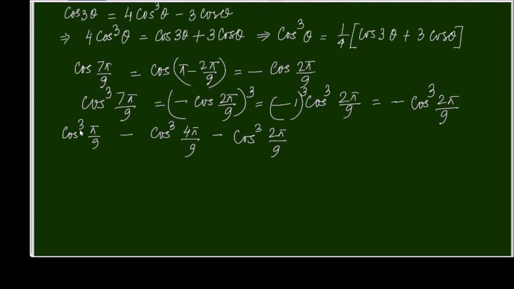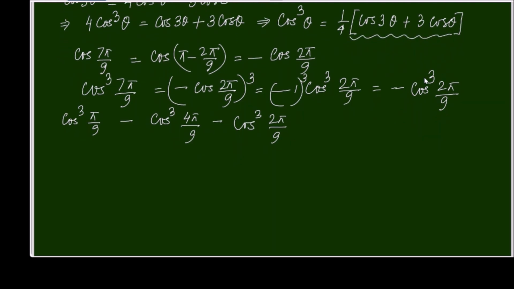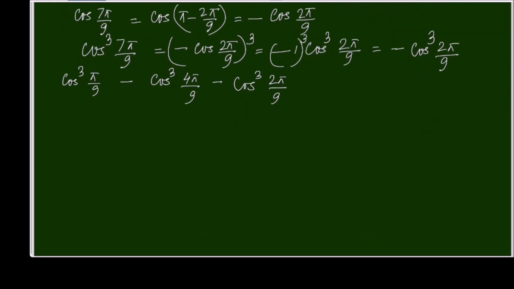So we'll put the formula now for this one. It will be 1 by 4 cos 3 theta plus 3 cos theta. So the first one will be 1 by 4. Here theta is your pi by 9. Cos 3 theta will be cos 3 pi by 9 plus 3 cos pi by 9. I hope it's okay.